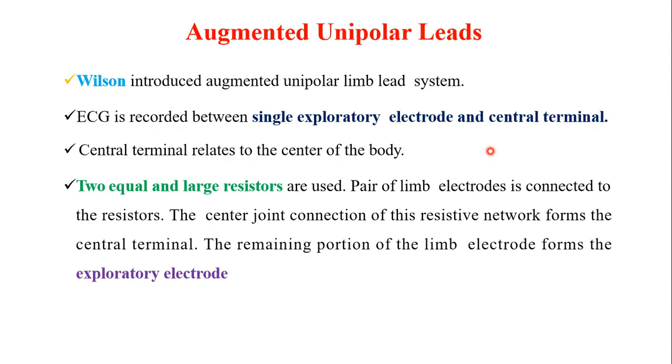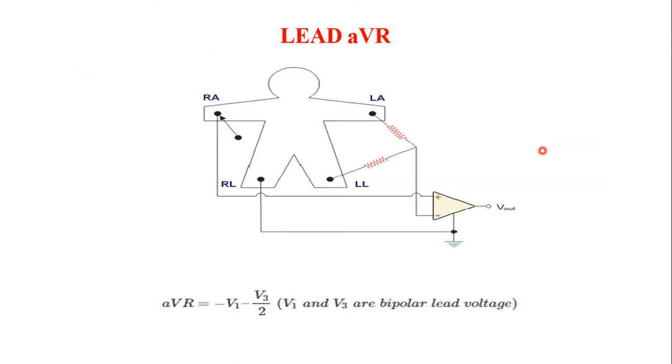The next type is augmented unipolar systems. Along with the same setup of the Einthoven lead system, here two equal and large resistors are connected along with the limb electrodes. Here the right leg is taken as the reference, and the left arm and left leg are connected to a pair of resistors, which is given to one of the terminals, and the right arm is given to the other terminal. This is augmented AVR.